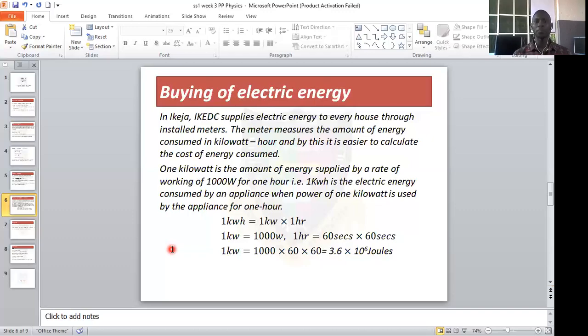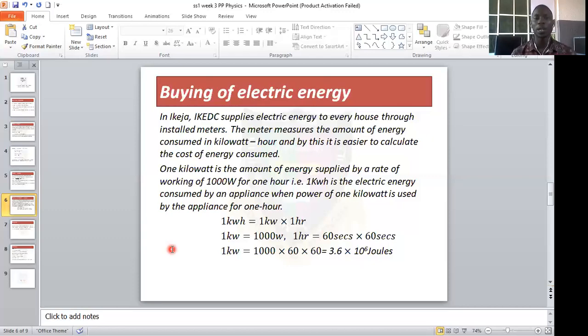So that's what we are talking about here. The meter measures the amount consumed in kilowatt hours. In case you are using 1 kilowatt per hour, probably on your token you recharge, let's say 1,000 naira, and in your house you have so many appliances, so probably they are charging 5 naira for 1 kilowatt hour. So you can easily calculate the cost of the energy you use in your house. The meter makes it easy to calculate the cost of energy consumed in terms of kilowatt hours.